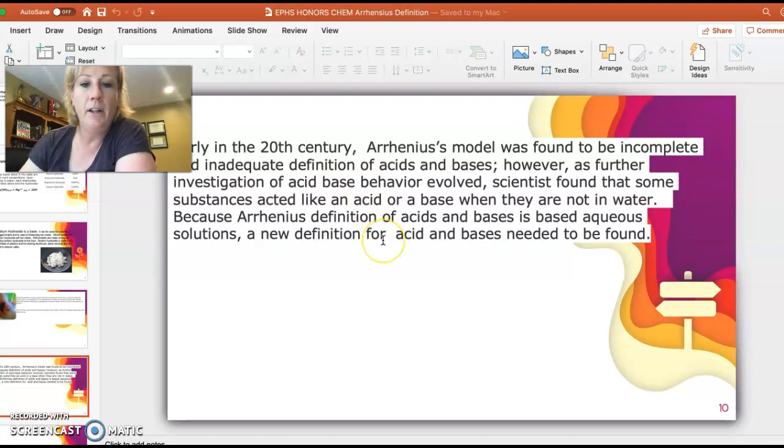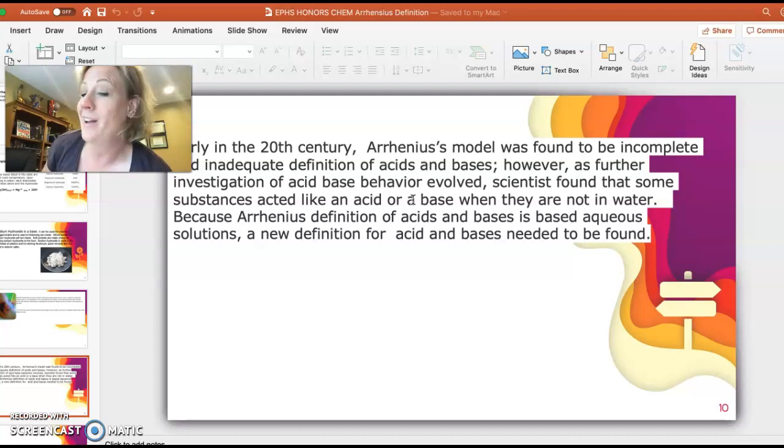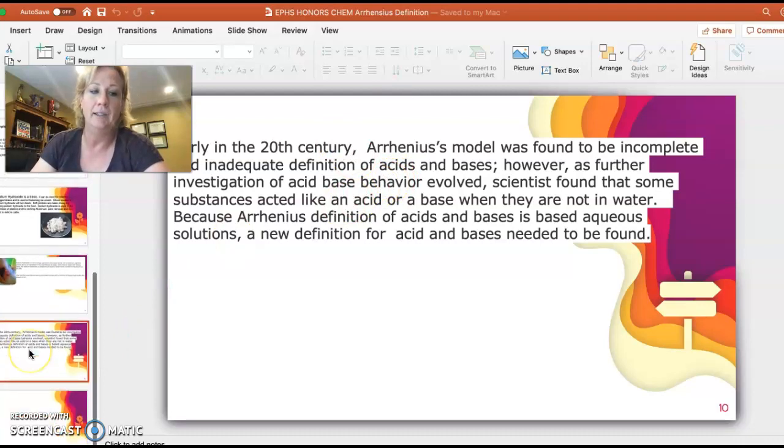So in the early 20th century, Arrhenius's model was incomplete and didn't allow certain other things that were acids and bases to be considered an acid and a base, if that makes sense. But it will, once we get to another day of learning, when we learn about the Bronsted-Lowry definition. It's a much broader definition, and allows more things for us to discuss as being acids or bases.